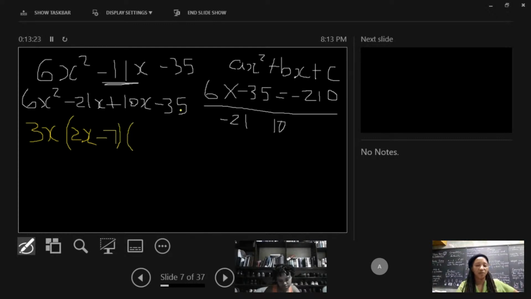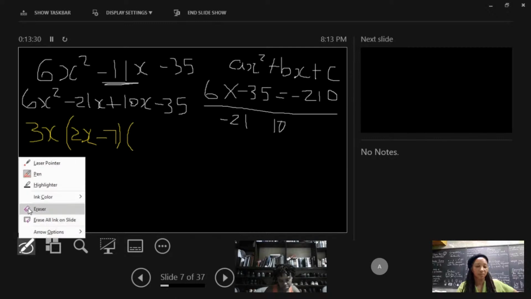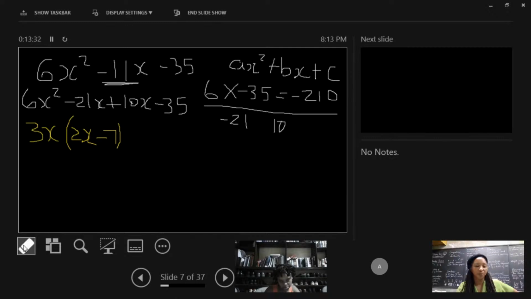For these two terms, 10x and minus 35, 5 is common. So we're going to put 5 on the outside. x isn't common this time because this term doesn't have an x. So if we pull out 5 from 10x, we're left with 2x. And if we pull out 5 from negative 35, in other words, if we divide negative 35 by 5, we get negative 7.